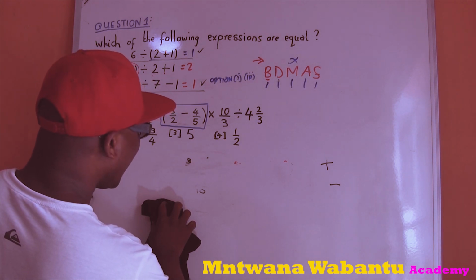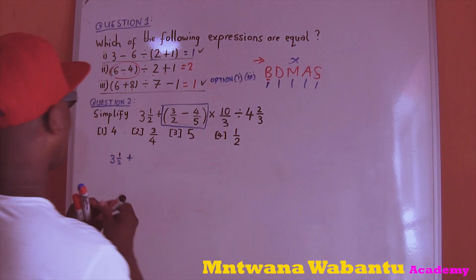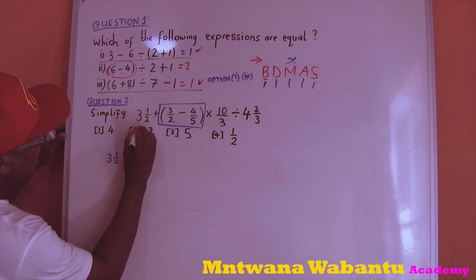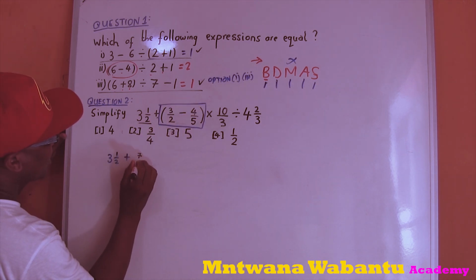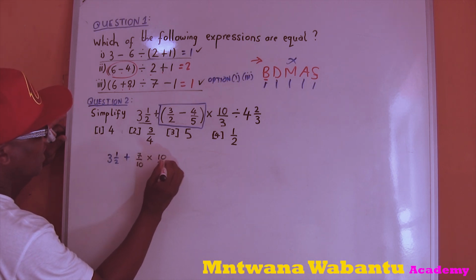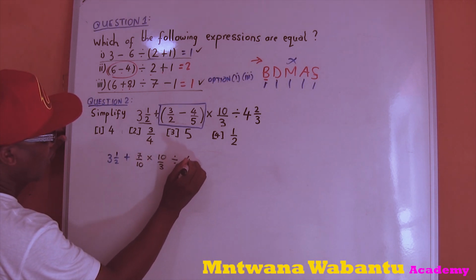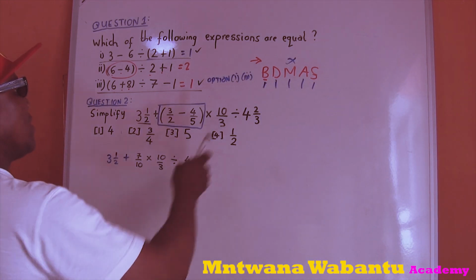7/10? Yeah, 7/10. 15 minus 8 is 7/10. Okay, cool. So now we're going to say 3.5 plus all this stuff gives us 7/10. And then we multiply by 10/3 divided by 4 2/3. Okay, now the bracket is done.